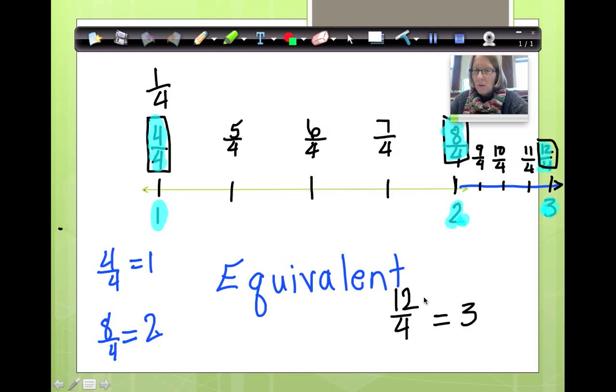Okay? Well, how interesting. Because 4 divided by 4 is 1. 8 divided by 4 is 2. 12 divided by 4 is 3. Huh, that sure is interesting. Let's do another one.